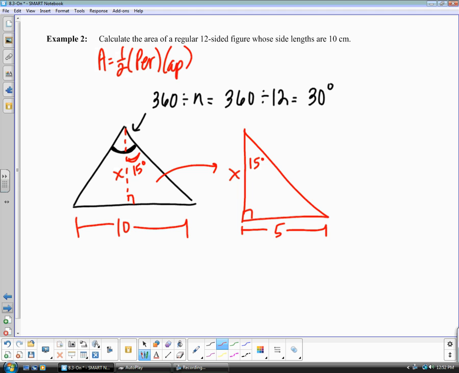Now looking at that triangle in red, we have 15 degrees. We have the opposite side and we have the adjacent side. So that means we have to use tan. Tangent of 15 equals opposite over adjacent. Create your proportion and cross multiply.